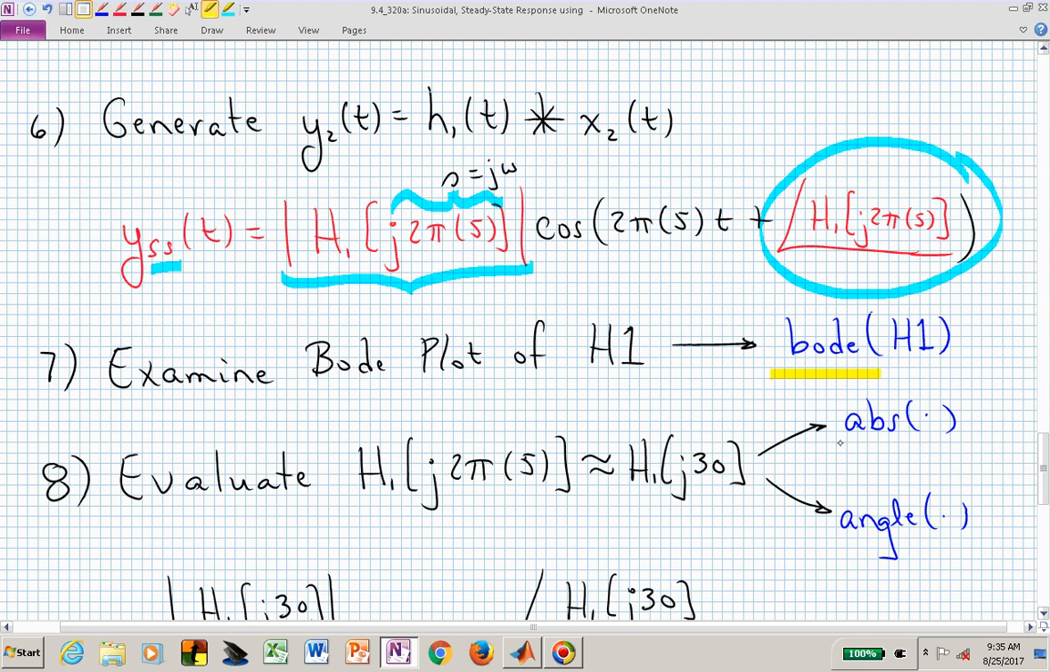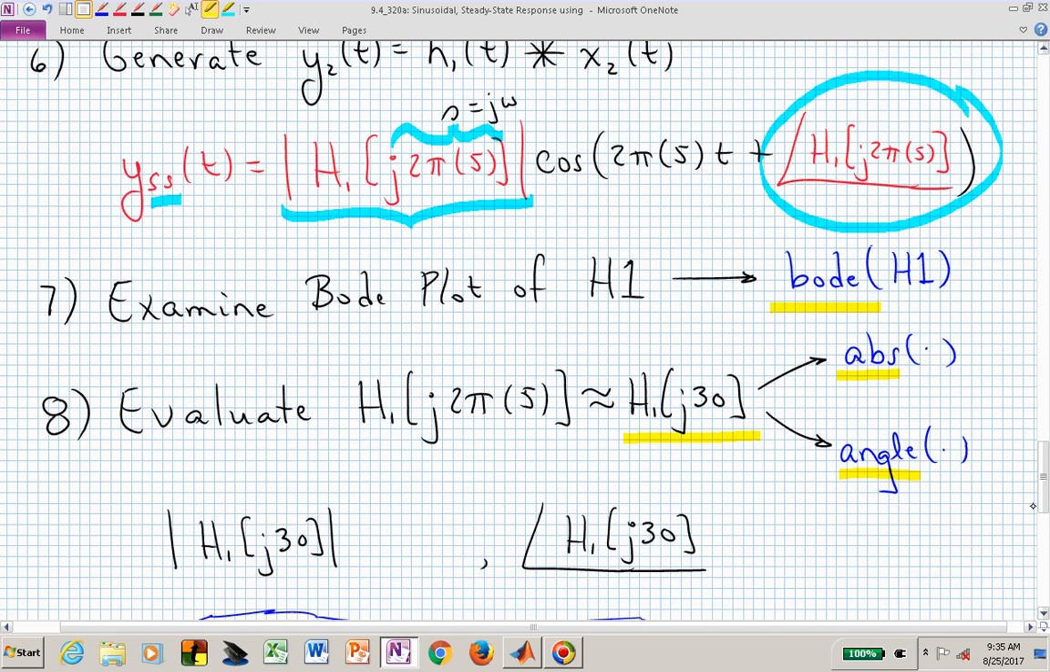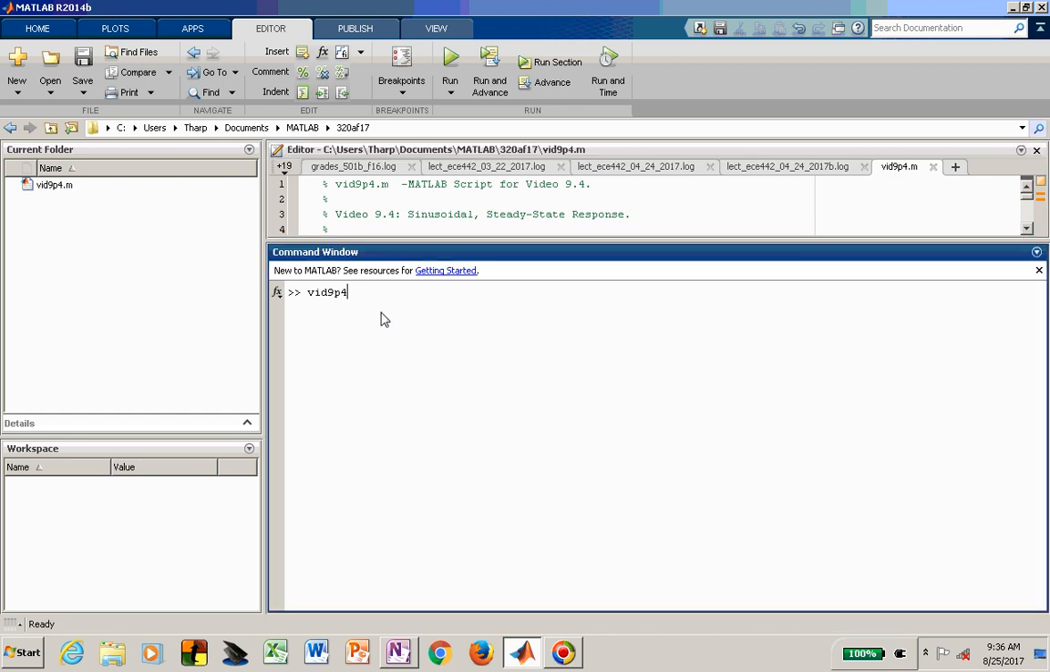We can also use a couple of other functions in MATLAB. Absolute, which takes the absolute value of a complex number, which this will in general be, and we can find the angle. That angle may be expressed in radians, so if you're thinking degrees, make sure you convert from radians to degrees. So let's go ahead and issue those commands. If we go back to MATLAB, I've already typed in the command window, on the command line, vid 9.4, and that's a script file in the current directory, so that should execute.